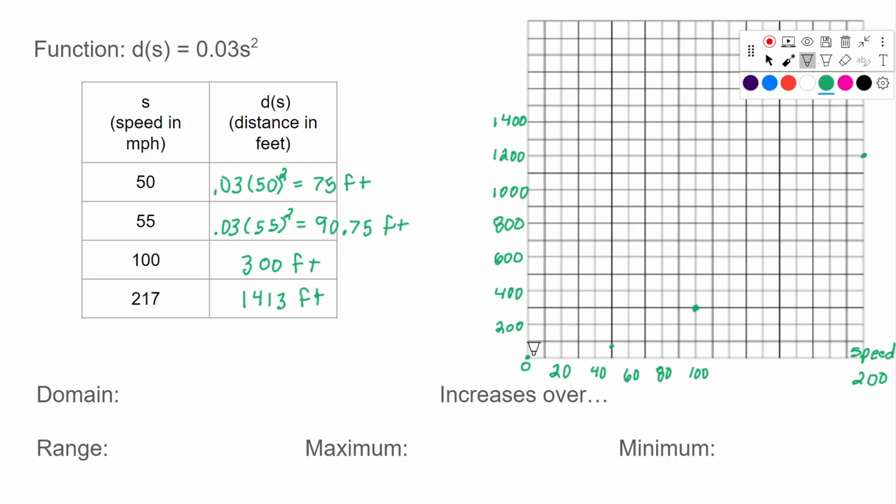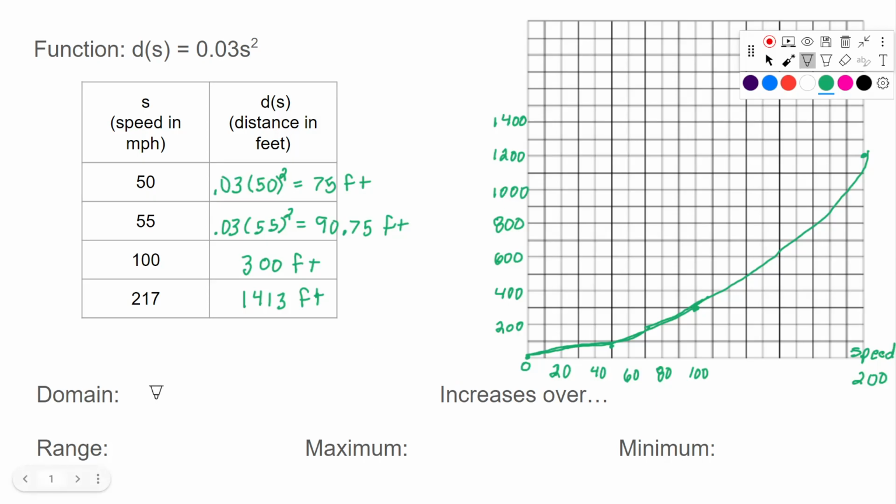So when I graph this, you'll see that we have a curve that keeps increasing, and it increases faster and faster over time. We call this an exponential, or this is actually a quadratic function, excuse me. This is quadratic because of the s squared. So this is what our curve is looking like for this particular function.